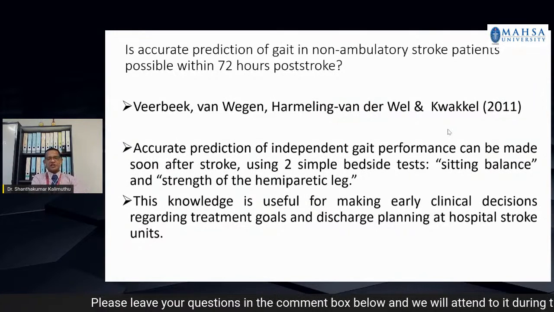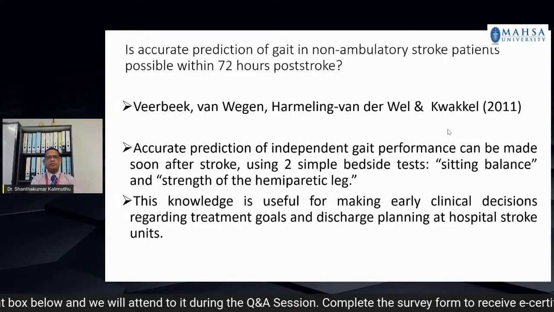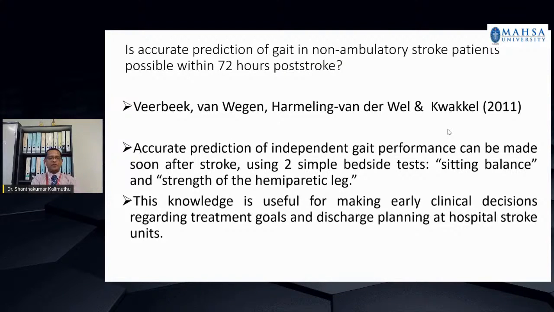Is accurate prediction of gait in non-ambulatory stroke patients possible within 72 hours post-stroke? Accurate prediction of independent gait performance can be made soon after stroke using two simple bedside tests. Evaluate the sitting balance and strength of the hemiparetic leg. Test the knee extension. So, if the patient can do sitting and the strength improves in the lower extremity, particularly the quadriceps, then you will be able to predict. This knowledge is useful for making early clinical decisions regarding treatment goals and discharge planning at hospital stroke units.